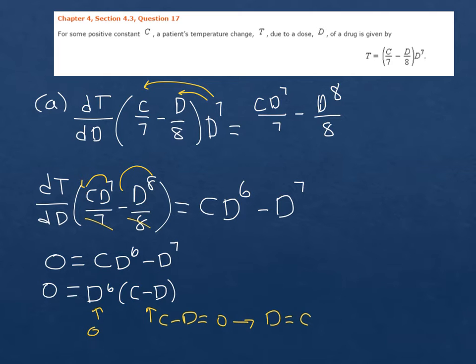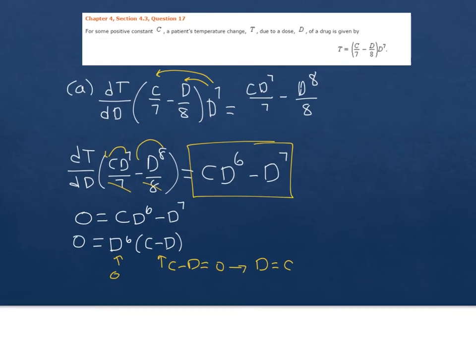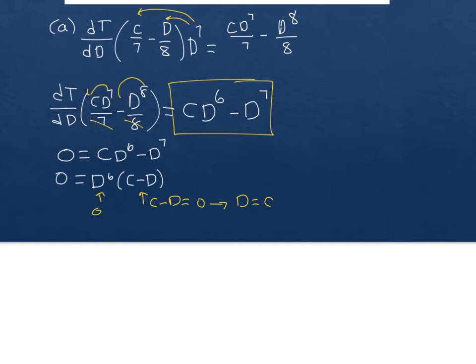The second part of this question asks me to find the sensitivity of the body to the drug. I want to see when the dosage maximizes sensitivity. So how I would do that is I would take the second derivative, and remembering this is our first derivative, so I'm going to have to get some room here, and so that's my first derivative. I'm going to take the second derivative, that's what this means, of CD to the 6 minus D to the 7th.